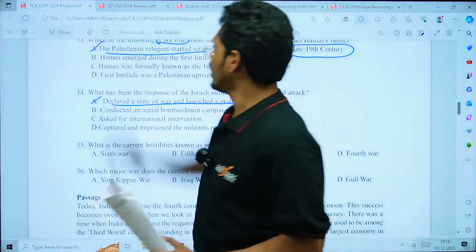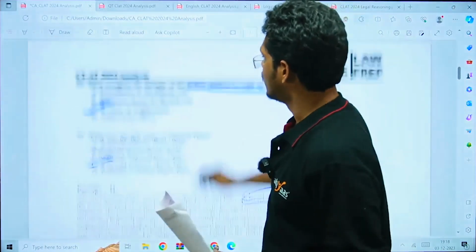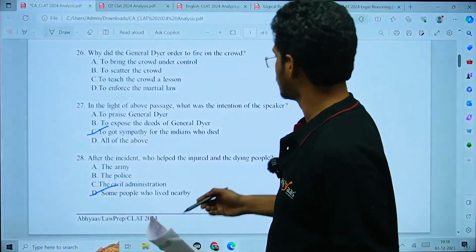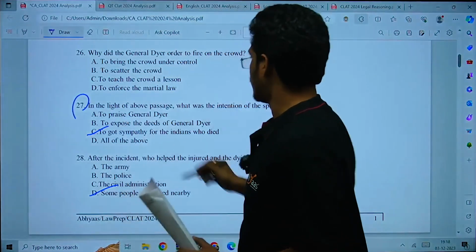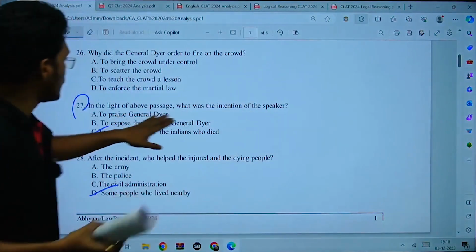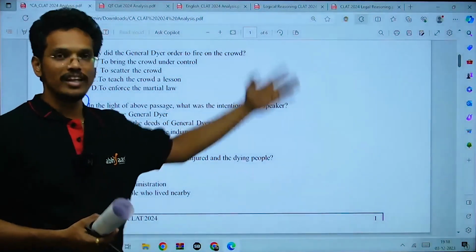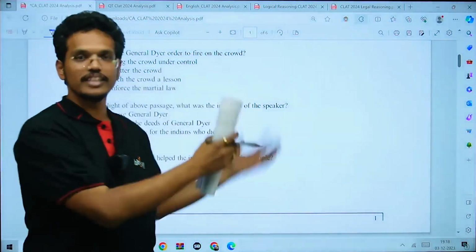Next, I think we have missed one question in the earlier passage. So 27. Yeah, we have answered this. I think we have not answered it properly. In the light of the above passage, what was the intention of the speaker? Whoever is giving this, it belongs to the upper one. Actually, we have missed this question.